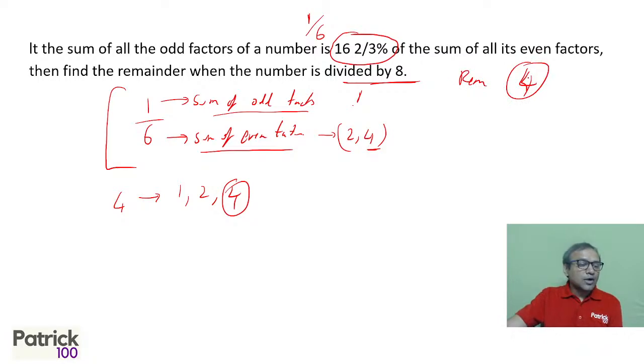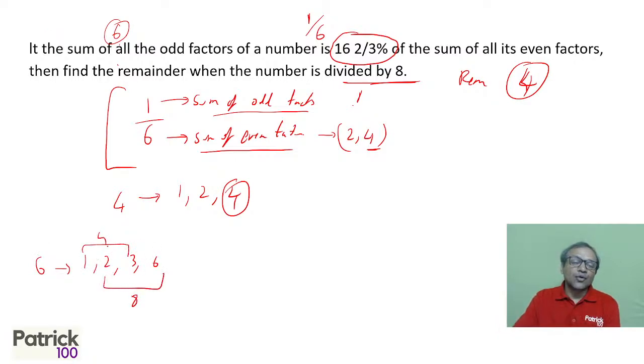When divided by 4, the remainder is 8. Again, as I said, finding out values, assuming values becomes a little difficult. Here maybe I would have tried 6 first, but 6 doesn't give you the answer, because if I take 6, for example, you get factors as 1, 2, 3 and 6. Even factors is 8, odd factors is 4, doesn't give you 1:6. Therefore, you look at something which has more number of odd factors, 1:6.